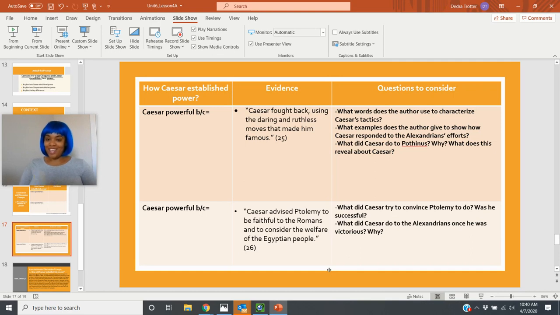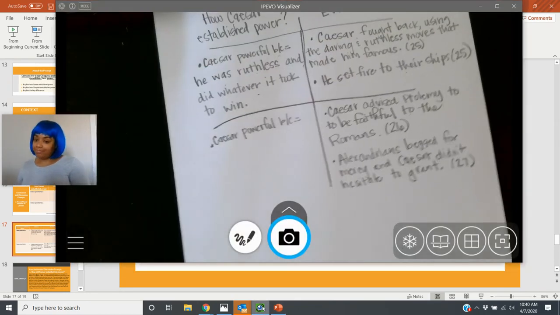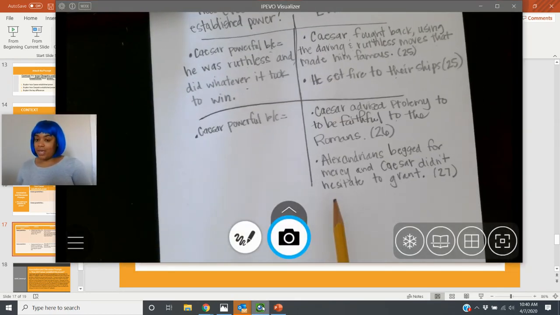All right. So now you should have 2 pieces of evidence on your T-chart. My second piece of evidence talked about when the Alexandrians bowed before Caesar and they begged for mercy, and Caesar did not hesitate to grant. I found that piece of evidence on page 27.